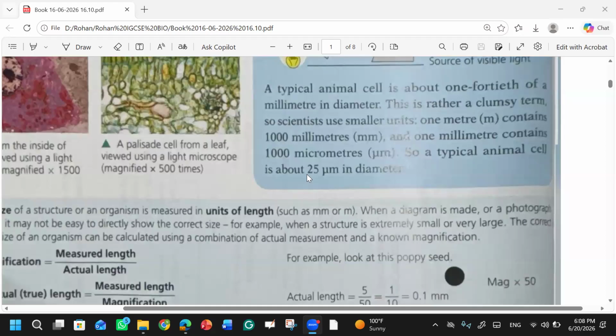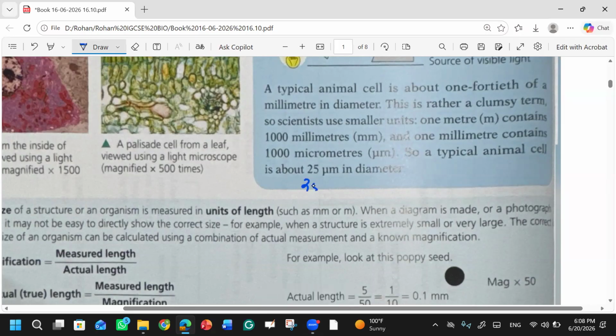And what is a micrometer? Very small, -6. Sorry, I don't know why your voice is so low. It's your volume issue, maybe. Let me try to fix it.